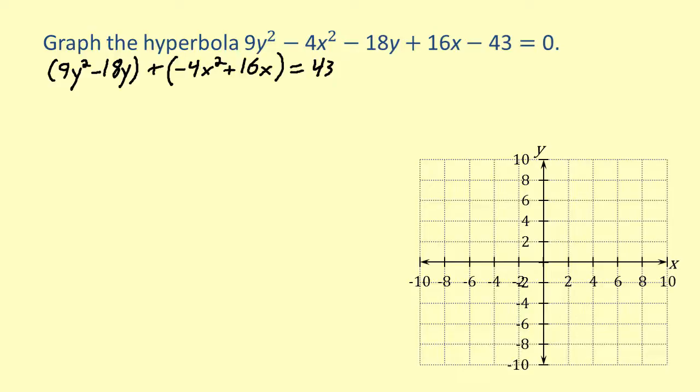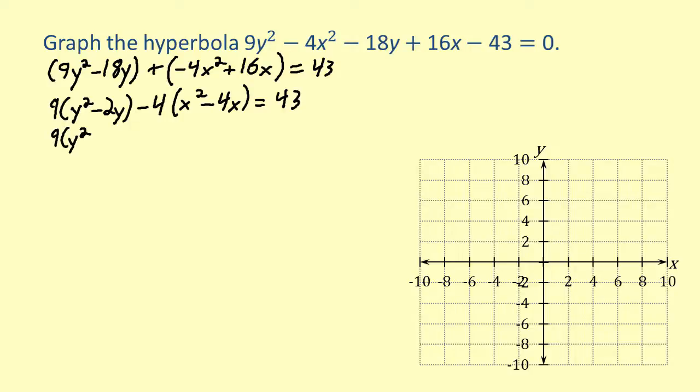Next, factor out the leading coefficients on the squared terms. This gives 9 times the quantity y squared minus 2y minus 4 times the quantity x squared minus 4x equals 43. Now complete the squares. The square can be completed on the first binomial by adding 1. The square can be completed on the second binomial by adding 4.